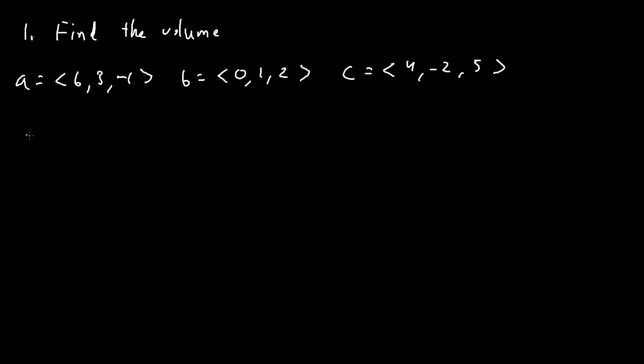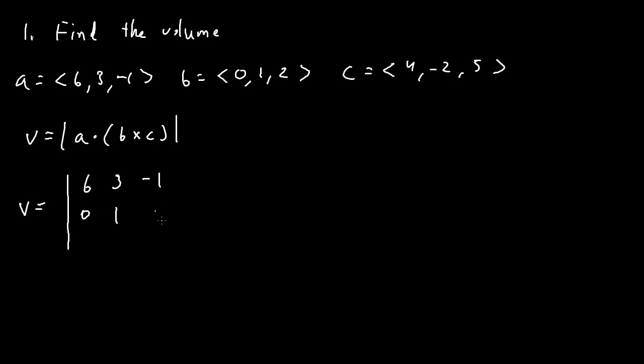So once again, the volume is going to equal the triple scalar product, or in other words, the magnitude of A dot the cross product of B times C. Now, the way we set this up is we create another matrix here. So the volume is going to be equal to this matrix, and instead of having I, J, and K as our top row, vector A's components will be replacing the I, J, and K. So they will be the top row: 6, 3, and negative 1. Now B will be in the second row, so 0, 1, 2, and then vector C will be in the third row, so 4, negative 2, 5.